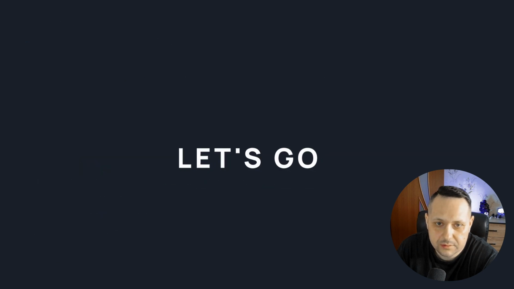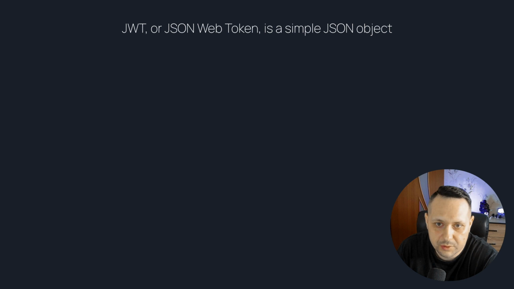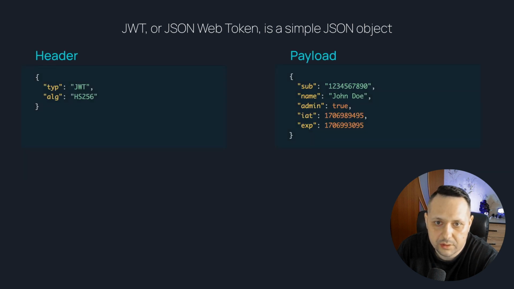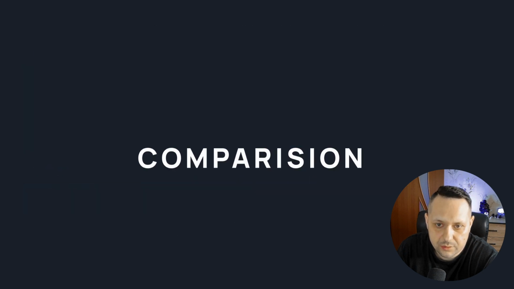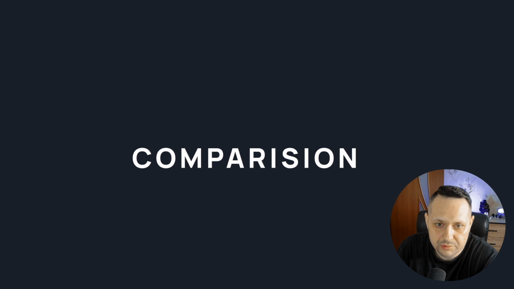So, let's go! JWT, or JSON Web Token, is a simple JSON object made up of header, payload, and a signature that ensures the object's authenticity. It's called a token because this object is transformed into a short string. It's so straightforward that it's not immediately obvious why this method has revolutionized authentication. To understand this, let's look at how we used to authenticate users before.